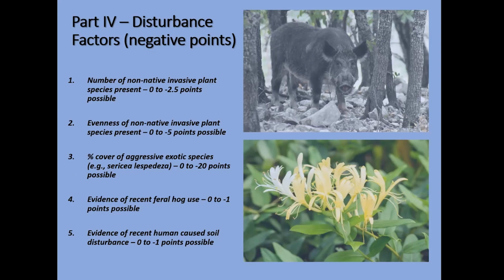Another big one is human-caused soil disturbance. So those are going to be things that are going to take away points. But the total CHI score will max out at 100 points. Total possible CHI score.